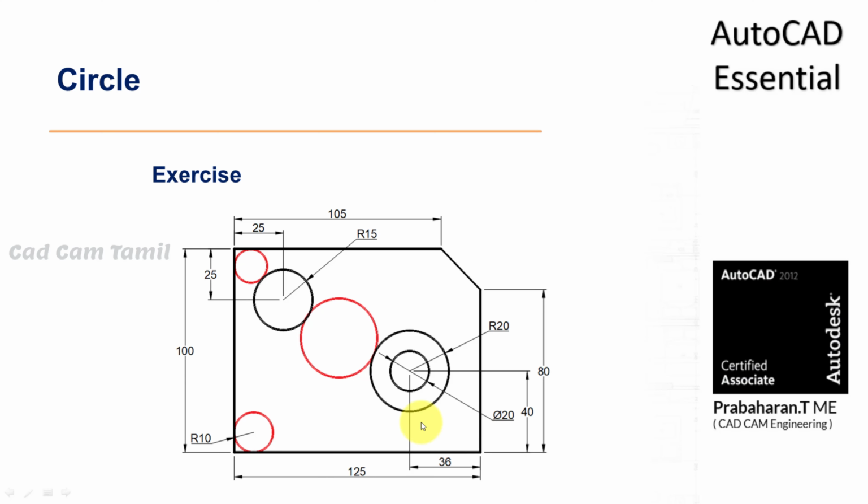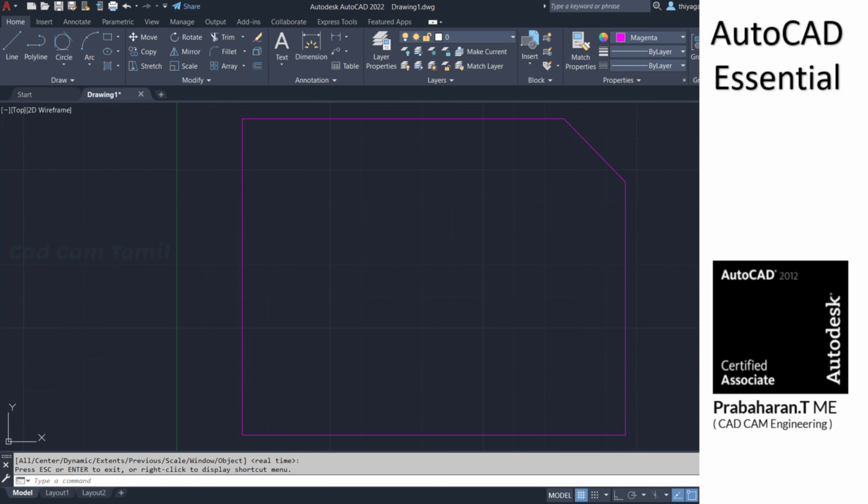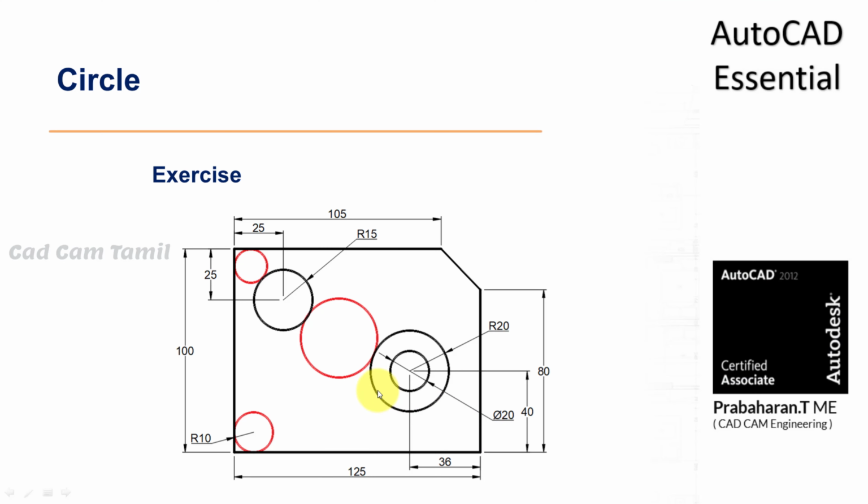Okay, I have a small exercise for you to understand the circle methods. First let us draw the lines. After that we can construct the circles. I have drawn the lines. Now I am going to construct the circles. First let us draw the black color circles. This circle's center point is located from the top left corner, x is 25, y is 25. This circle's center point is from the bottom right corner, 36 and 40. We have the radius. Once we construct these circles, we use all the other methods.